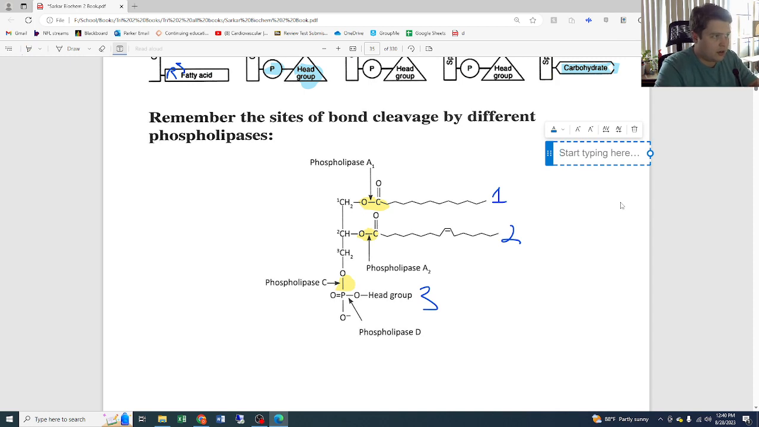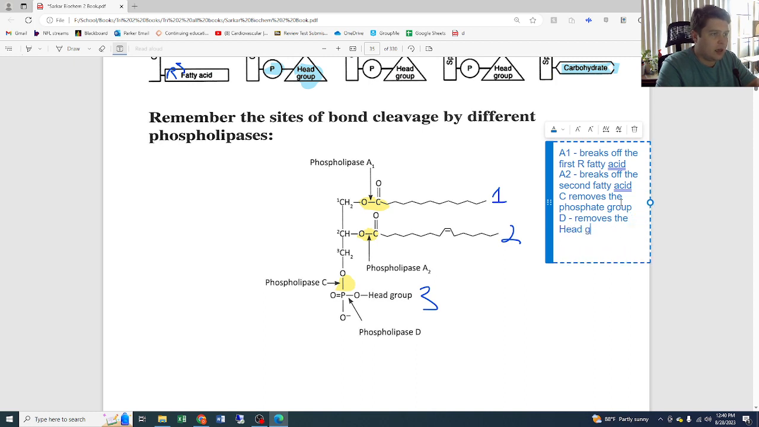So the A1 breaks off the first R fatty acid. A2 breaks off the second fatty acid. Our phospholipase C removes the phosphate group, and D removes the head group. Just to keep those straight.